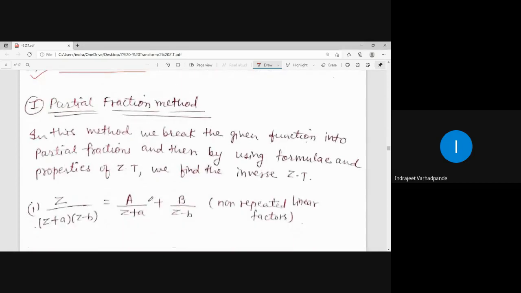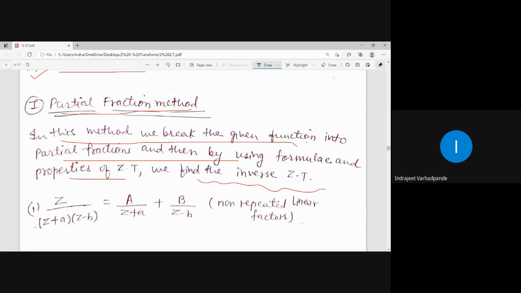The very first method to be discussed is the partial fraction method. In this method, we break the given function into partial fractions, and then by using the formulae and properties of Z transform, we find the inverse Z transform. All of you are familiar with that. Partial fraction method is nothing but the process which breaks the product into either a sum or a difference of terms, and accordingly we simplify the given function into such a form whose inverse will then exist, and then we get the answer.